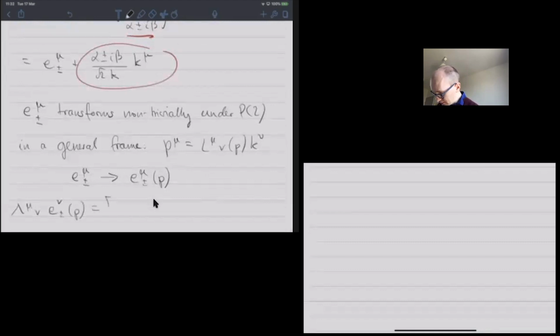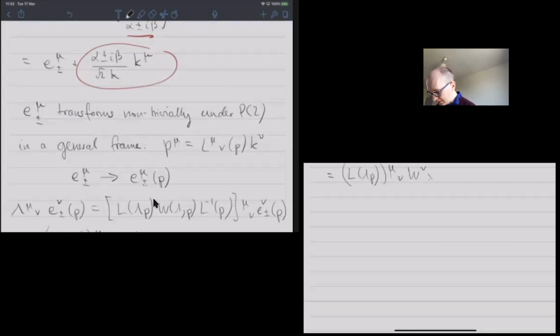So we do the same story. We write L of lambda P, W of lambda P, L inverse of P, mu nu, E nu plus or minus of P. But we can of course rewrite this as L of lambda P mu nu times the W nu lambda, the little group element, acting on E lambda plus or minus in the reference momentum. Why is that? Because we can act first with the L inverse on E plus minus of P, and that just gives us the E plus minus back in the fiducial frame. Okay, so that's our frame here. And then we just act with lambda, and I've pulled out the L of lambda P.